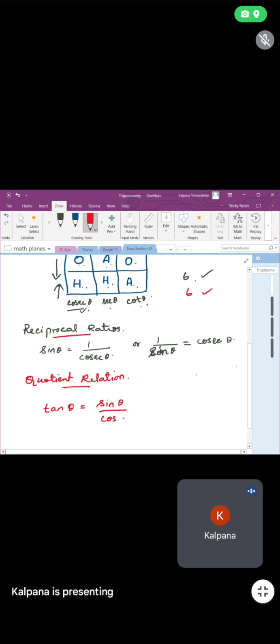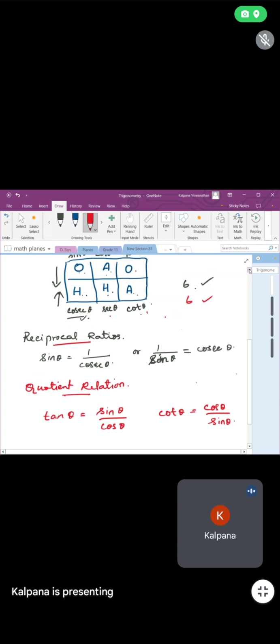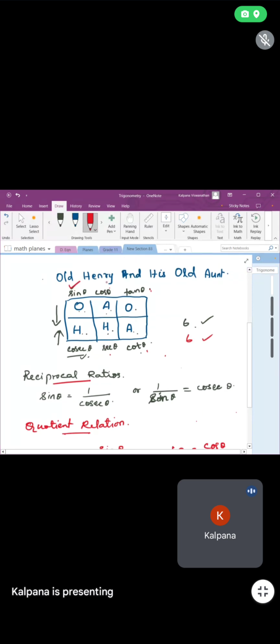This is how we convert the tan. Then cot theta is what? Cot theta will be cos theta by sin theta. So now the sine and cos are the very primary basic ratios. All the other ratios can be converted in terms of sine and cos. Tan can be written as sine by cos, and cot I can write as cos by sine.